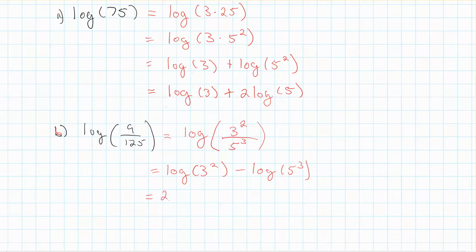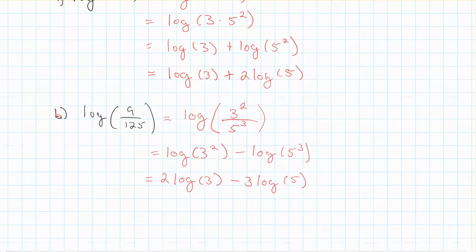And this is equal to 2 log of 3 using the exponent property or the power property minus 3 log of 5. Now, sometimes people think that their answers don't make sense here because they're so used to often getting positive numbers. If you actually do the log of 9 divided by 125, you will get a negative number. And if you think about that, that makes sense.